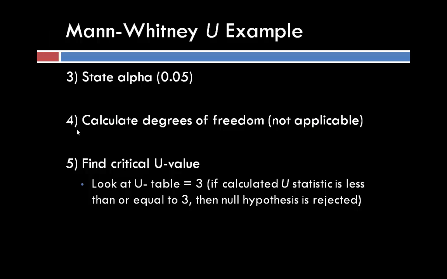So we've looked at the table, we found that our critical U value is 3, and so if our calculated U statistic is less than or equal to 3, then we can reject our null hypothesis. So it's important when we look at the different statistical tests that we make note of whether our calculated statistic has to be greater than or less than our critical value to reject a null hypothesis, because it does change depending on the statistical test we use.